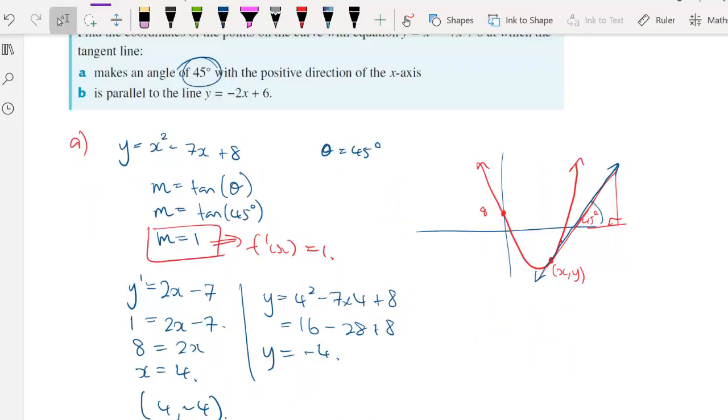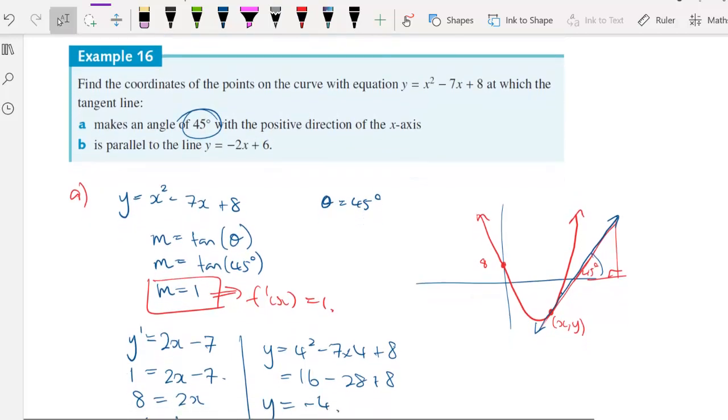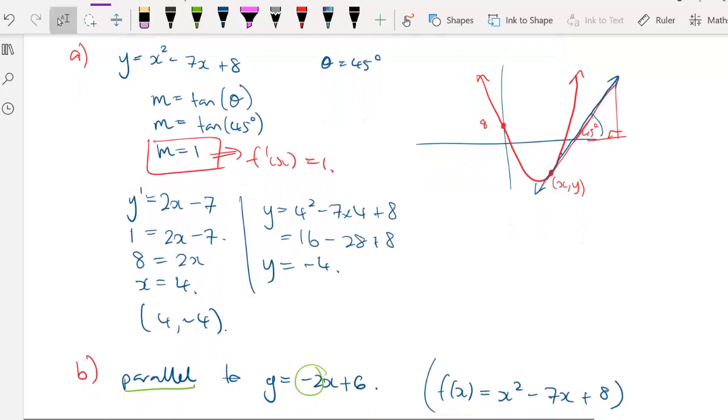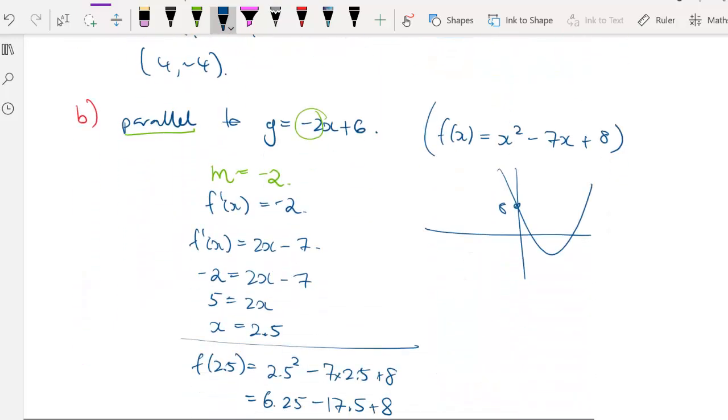So I'm hoping that you can see the idea here, and it's probably a little bit more complex. In each of these questions, you'll have to think about it a little bit more. But in each of these scenarios, they gave us information that would allow us to determine what the gradient is. Working backwards from the gradient, we were able to apply that to the derivative and work out what the coordinate was that would fit the scenario.